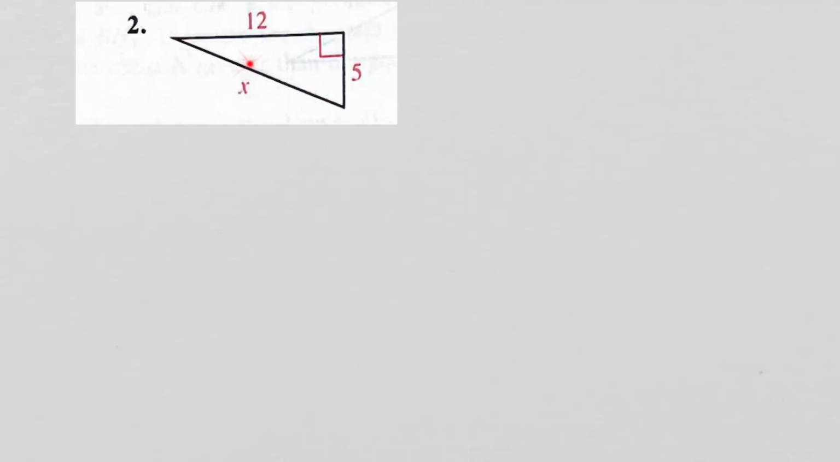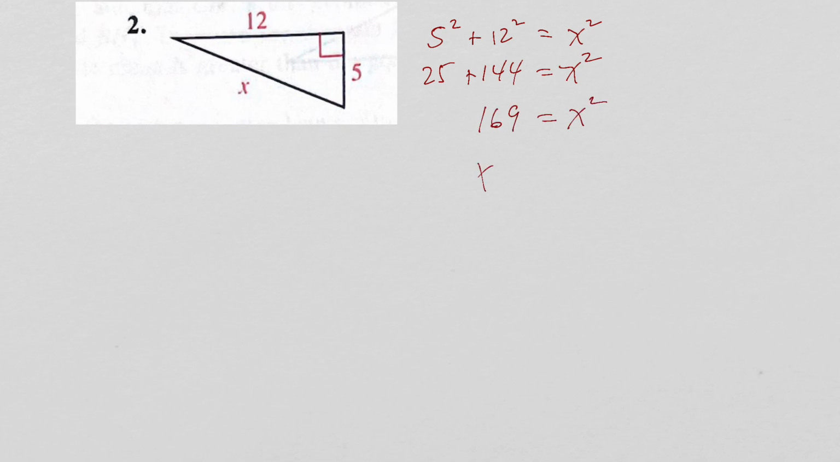Okay, this is the hypotenuse. So 5 squared plus 12 squared is equal to x squared. So 25 plus 144 is equal to x squared. That adds up to 169. So x is equal to the square root of 169, which is 13.